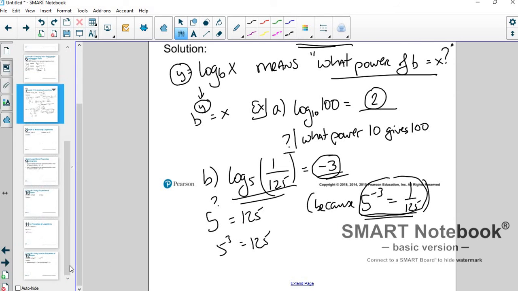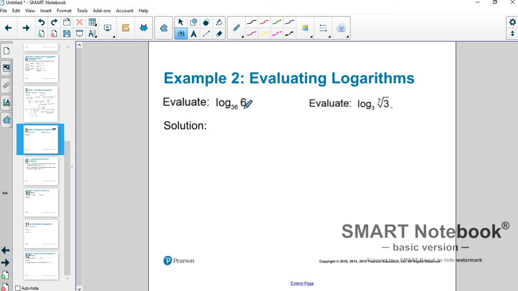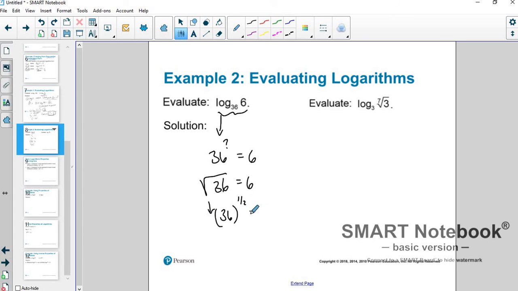Okay? Let's do a couple of other examples, a little bit more complicated. Here, log base 36 of 6. Okay, so what are they asking? 36 to what power gives you 6? That's what we're asking. Well, I don't really think of powers. I think of square root. Square root of 36 is 6. But guess what? Square root is a power. Square root is what power? The 1/2 power. Right? So this is equal to 1/2, because that's the power of 36 that gives you 6.